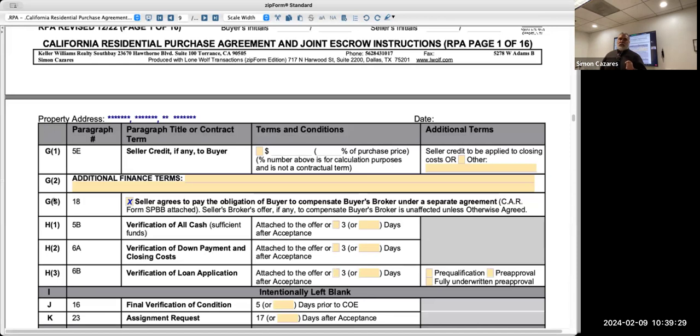Just to clarify real quick, the BRBC: if you don't have it, do not check this box. That is correct.